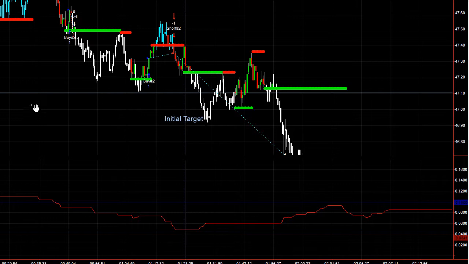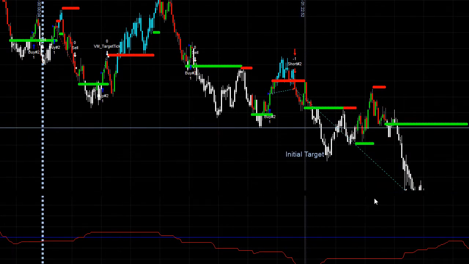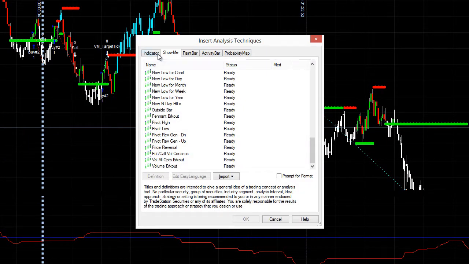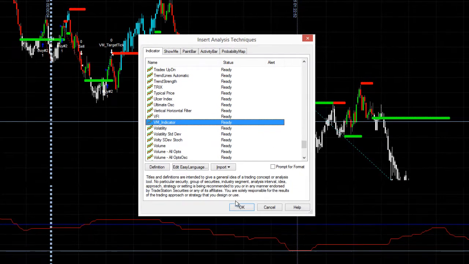If we go into Insert Analysis Technique, it is an indicator, so you'll find it under the indicator suite, and you'll see it here under VM. If we scroll down, alphabetically, VM indicator, there it is. So we select OK, and that will load the indicator onto our chart.